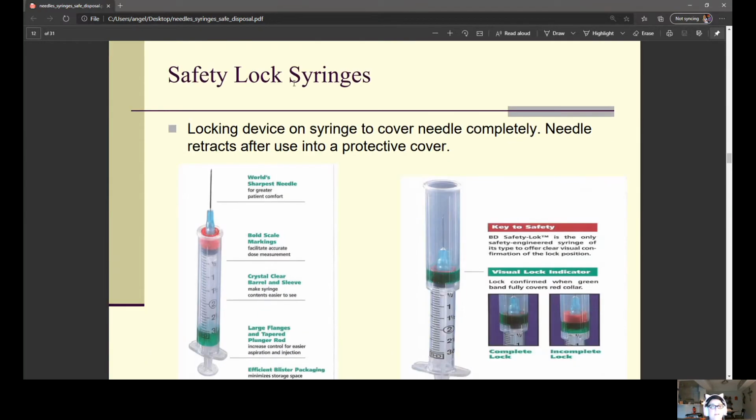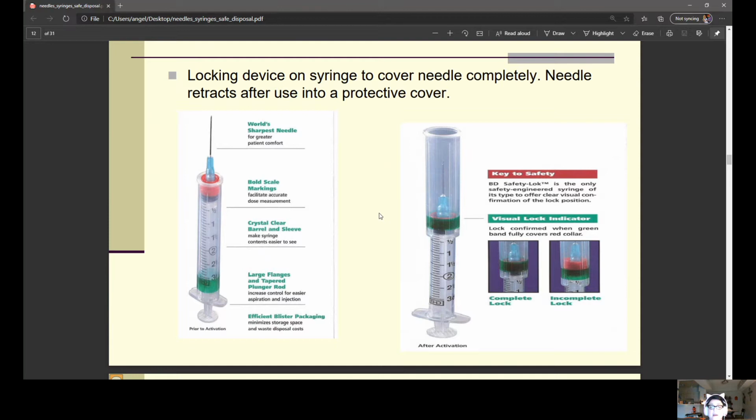And now the safety locking syringes. These are new. We didn't have these back in my paramedic days. They have a very sharp needle. They have extremely easy readable marking lines. They have a very clear covering around the barrel. And then the flanges are large.